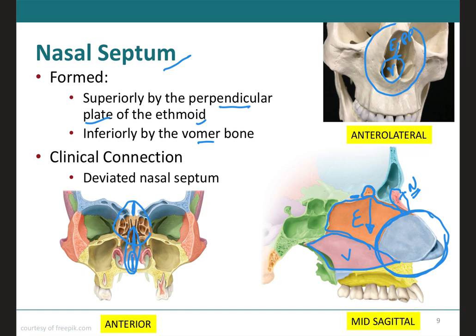Now, because these sheets of bone are very thin, the perpendicular plate and the vomer, it's very common for patients to have this plate deviate either to one side or to the other side. And this is not ideal because it can obstruct one of the passageways if it leans over to one side. So this is what we call a deviated nasal septum. Now, there is surgery that you can do to make it straight again, but it's not always successful. And in addition, it is very painful.